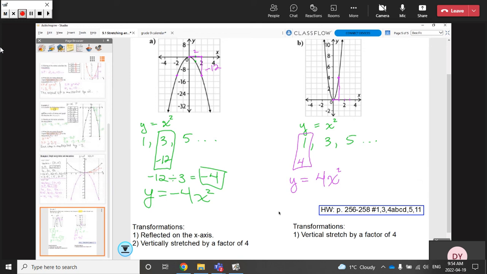Folks, we got some homework here, on page 256. Let's give this some time here.